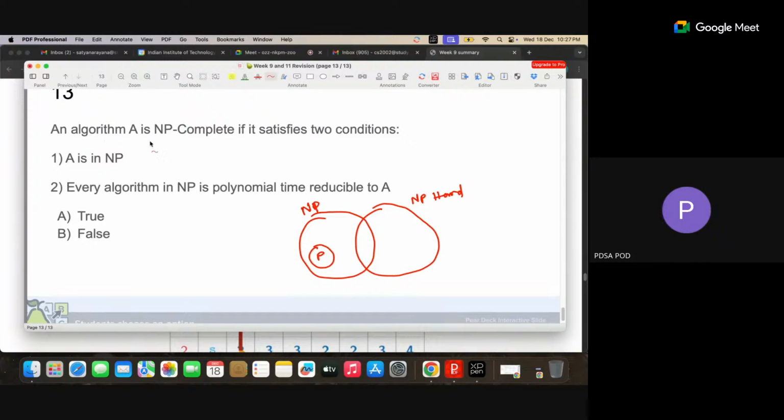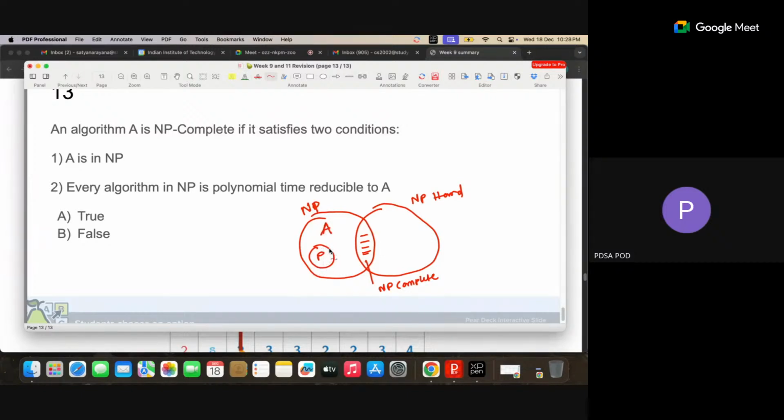Now, an algorithm A is NP complete if it satisfies two conditions. Here, this is the intersection area, and this area is called NP complete. I'll tell you why we call it NP complete. First, A is in NP, because it is non-deterministic polynomial time, since some part of the problem is solved. Second, every algorithm in NP is polynomial time reducible to A.